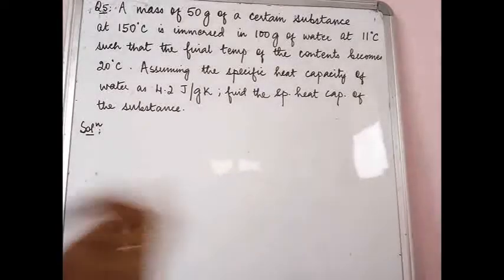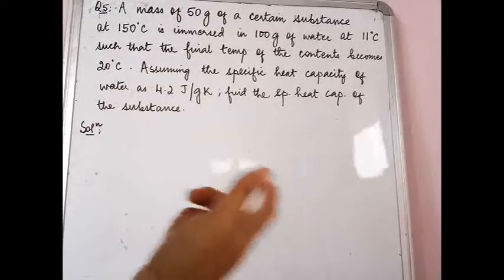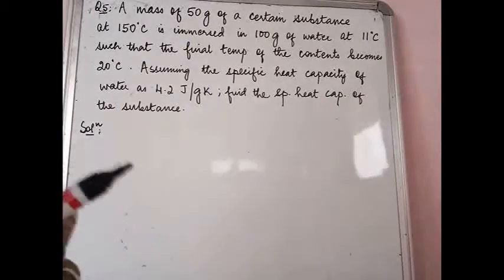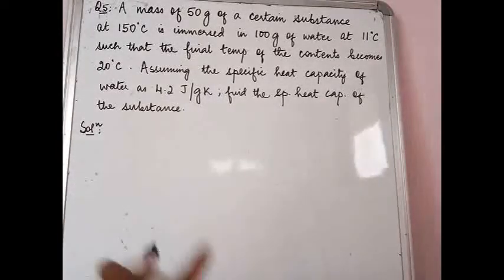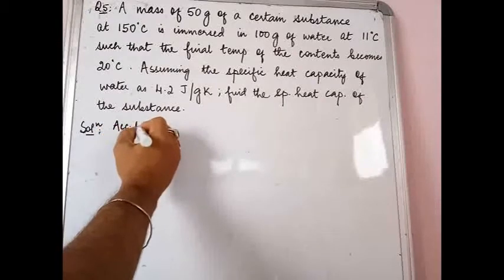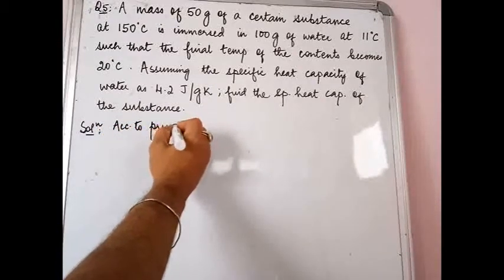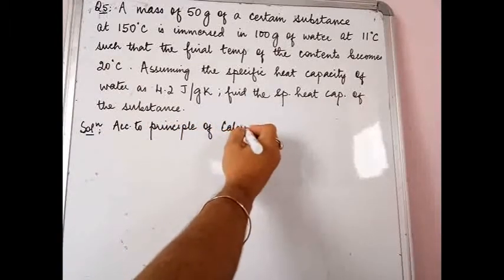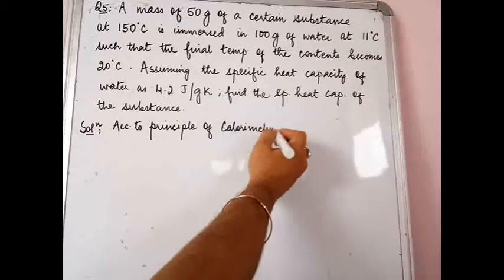Because there are two substances involved here, one is water, the other one is the unknown substance. For one we know the specific heat capacity, whereas for the other one we have to find out. So what is the concept that we will apply over here? The concept will be the principle of calorimetry or principle of method of mixtures, as ma'am had already discussed with you. So we will write, according to the principle of calorimetry. You can also write principle of method of mixtures.